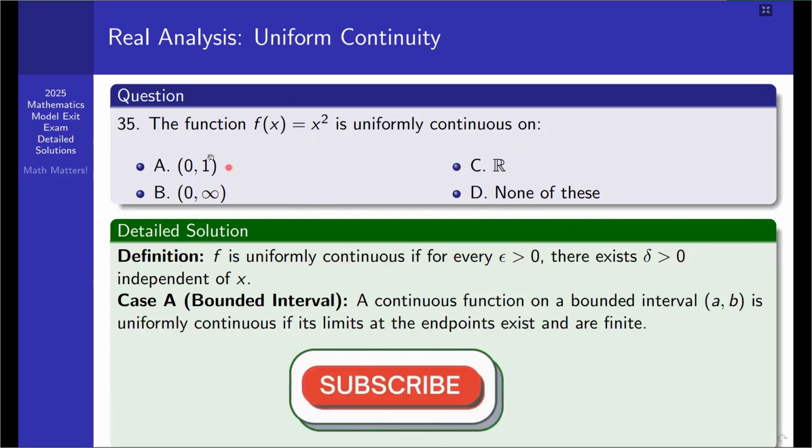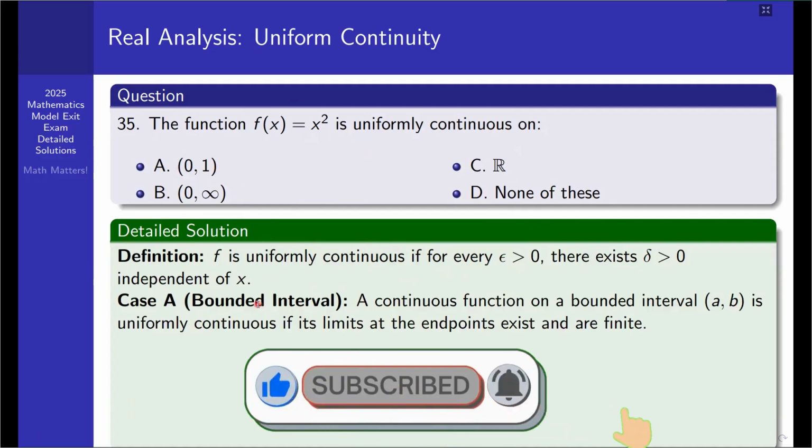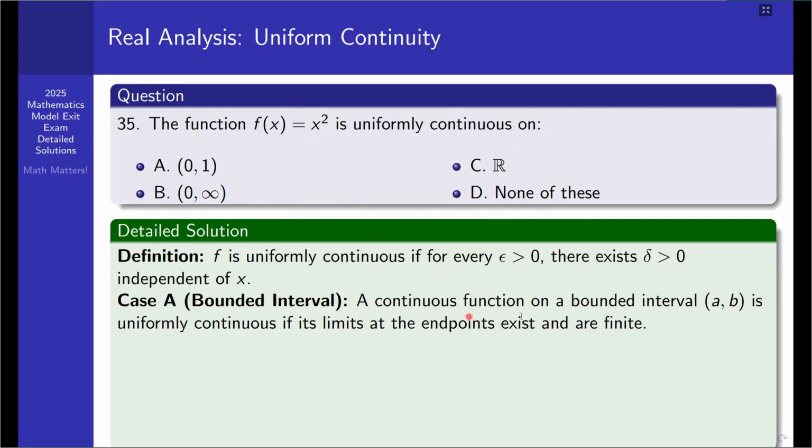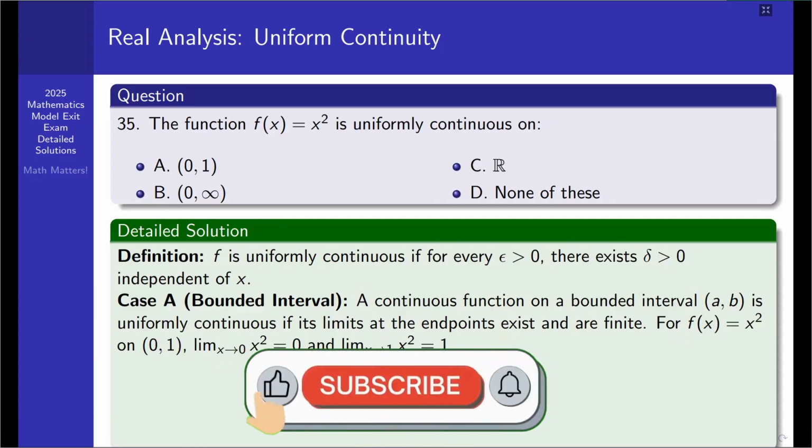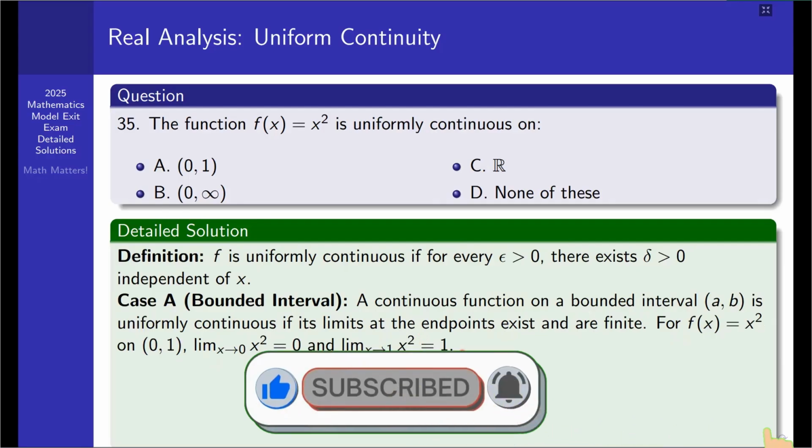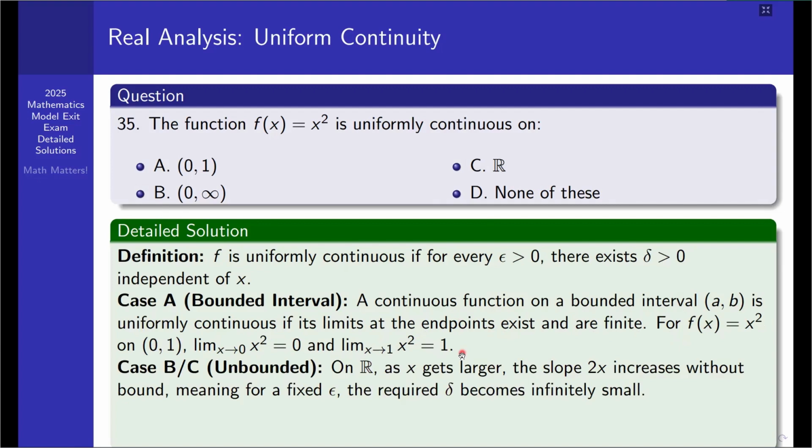Therefore, in case A, that is within 0 to 1, a bounded interval: a continuous function on a bounded interval (a, b) is uniformly continuous if its limits at the endpoints exist and are finite. So when we check this for f of x equal to x squared over 0 to 1, the limit of x squared at 0 is 0, and the limit of x squared at 1 is 1, which is finite and exists.